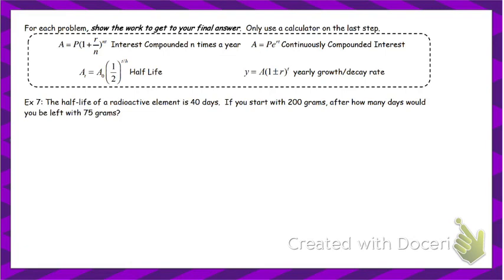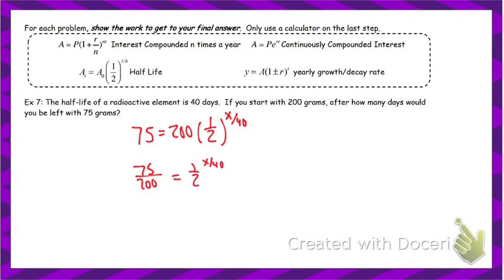So the first one's a half-life example. It says the half-life of a radioactive element is 40 days. So remember in that formula, the bottom part of the exponent is the actual half-life. You start with 200 grams. After how many days would you be left with 75 grams? So I would set this up. 75 is the amount after time, 200 is the initial, 1/2 because it's half-life. We don't know the time, we do know the half-life. So in order to solve this, let's get the exponent base by itself. So we'll divide by 200.